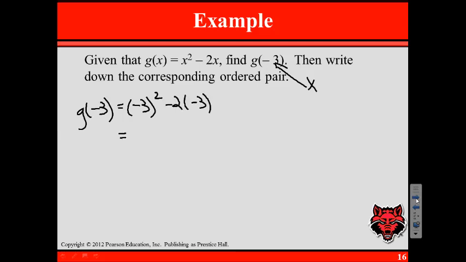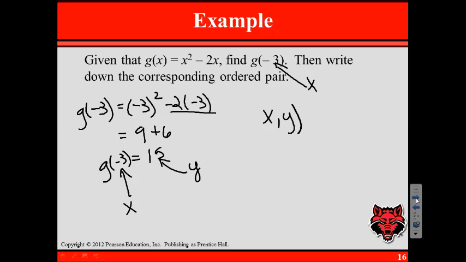And then we solve. Negative 3 squared is a positive 9. Negative 2 times negative 3 is positive 6. And 9 plus 6 is 15. So we have g of negative 3 equals 15. And again, the number inside the parentheses was our x value we substituted. The number on the other side of the equation, the answer, is our y value. So if we want to write the corresponding ordered pair x comma y, we would write negative 3 comma 15.